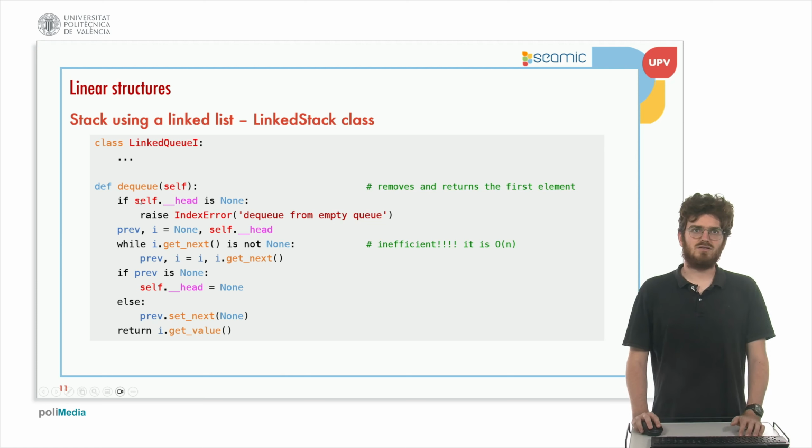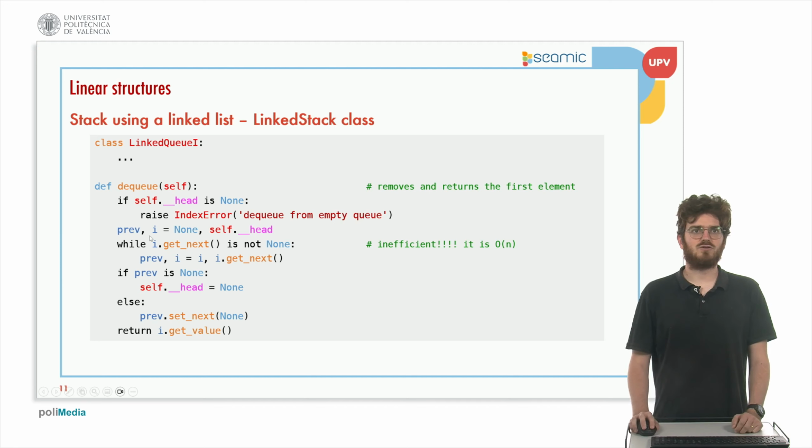To dequeue an element, we need to go to the last element, right? But to go to the last element, we need to iterate over the list and go one by one, checking each of the elements until we find the one whose next element is none. So let's see it instruction by instruction. First, we perform the check to see whether there's any element to actually dequeue, and otherwise we raise an exception.